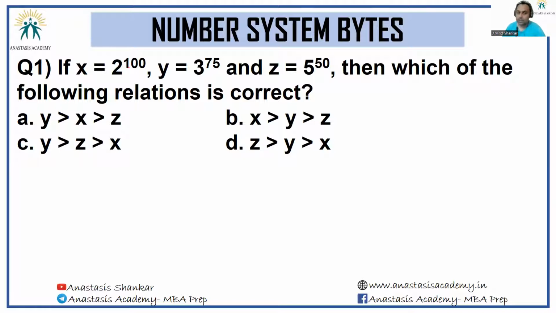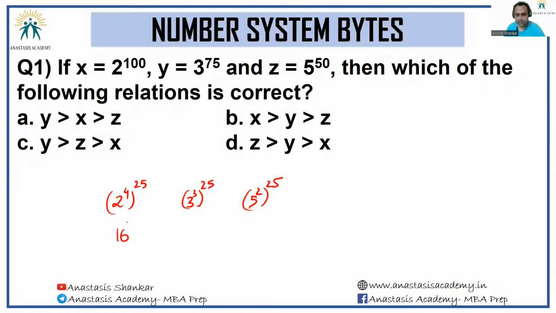Okay. Given that the bases are different, in case I want to compare them, the best way would be if I can make their powers equal. I see 175 and 50 have 25 as HCF. So I'd write it as 2^4 raised to the power 25, 3^3 raised to the power 25, and 5^2 raised to the power 25.